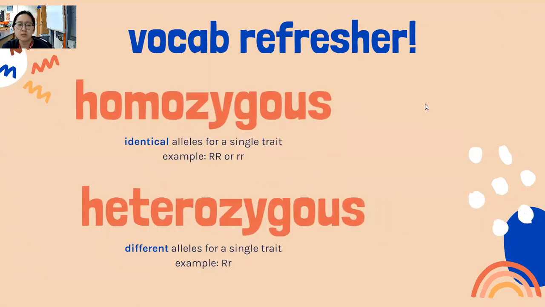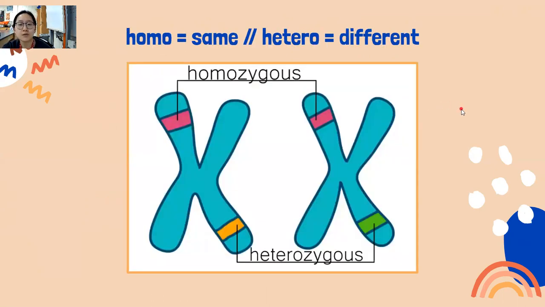So when we talk about allele combinations, homozygous means that they are identical alleles for a single trait. You can have homozygous dominant, capital, or you can have homozygous recessive, lowercase. We also have a heterozygous combination of genes or alleles, which means we have different alleles for the same trait, which would be capital and lowercase. So there's only 1 case of heterozygous, so we don't have to say heterozygous dominant or heterozygous recessive. It's only heterozygous.